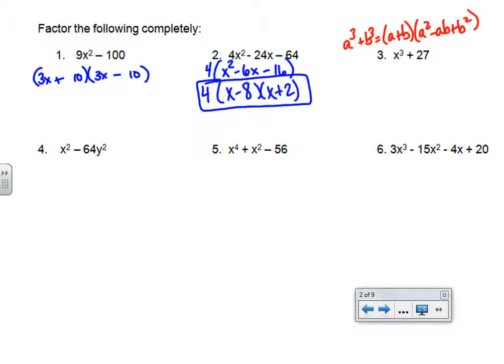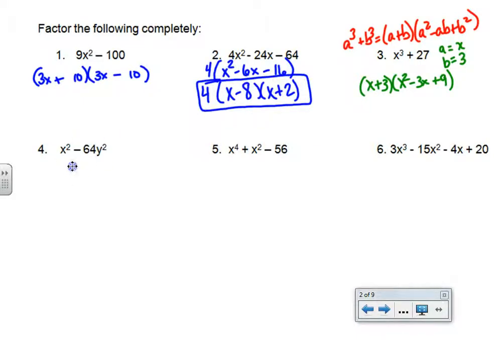So I like to identify who a is and who b is. So the a for my problem is x, and the b for my problem is the cube root of 27, which is a 3. So filling into the pattern, I have x plus 3, x squared, minus 3x, and then 3 squared is plus 9. I like that pattern because it never factors further, so once you get the pattern filled in, you're done.